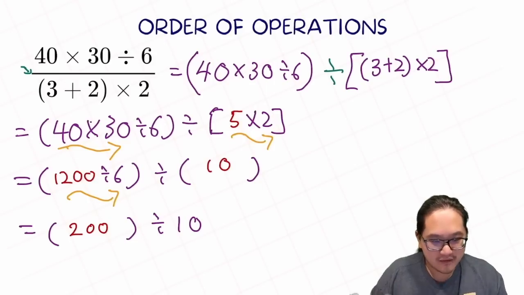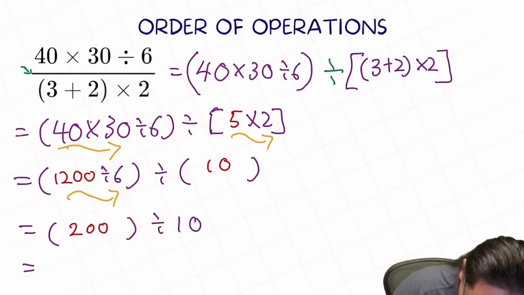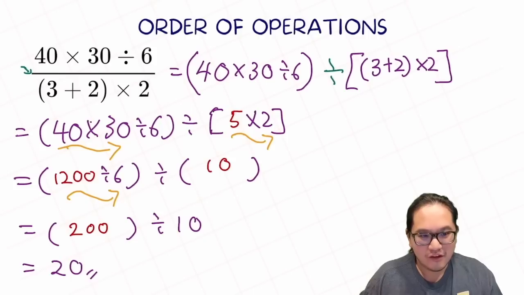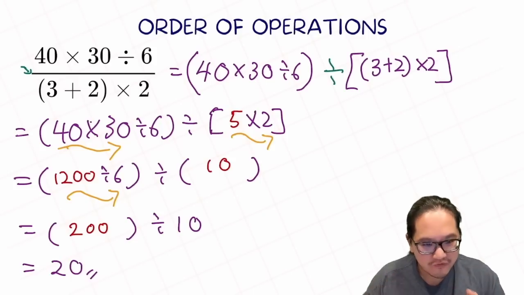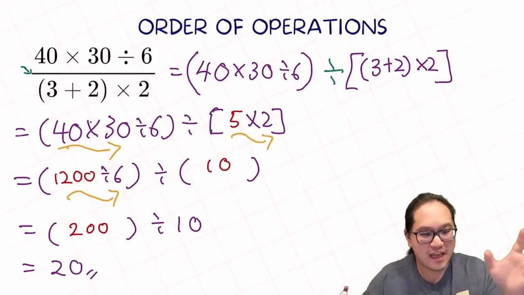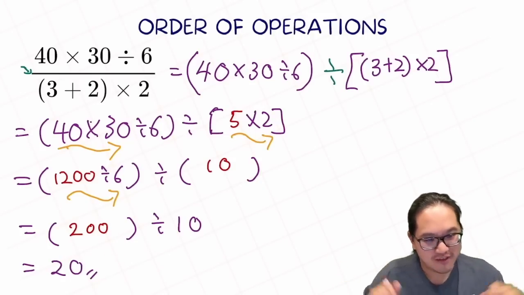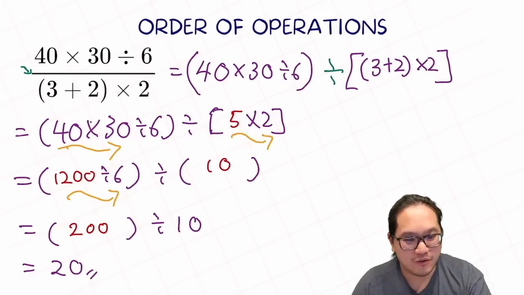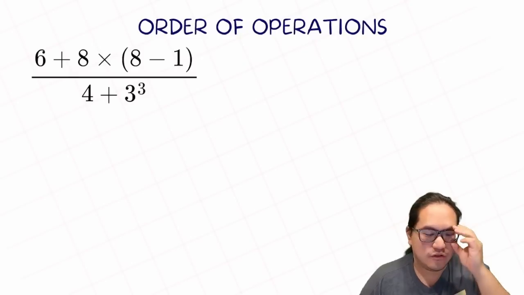And the last step, right? It's just 200 divided by 10. We can do this. Equal to 20. Look at this. Super easy, right? Within 5 little steps, you can convert a super complicated setup to a basic answer. 20. Practice, practice, practice. Like I always say. Now, let's do one more.